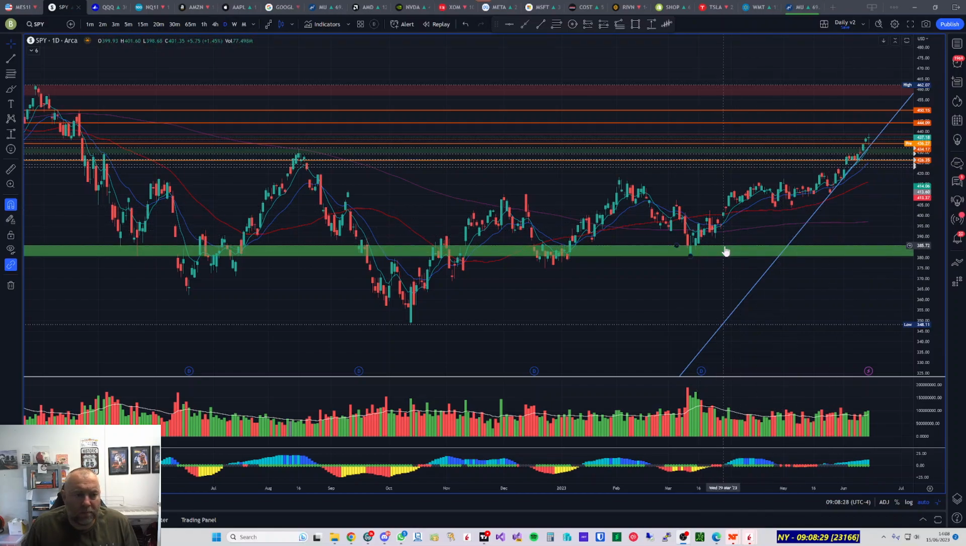So starting with the SPY chart, I'm on the daily time frame. We've got this major pivot here, which is a major area. We saw it consolidate below there, and then on Friday it pulled up to the top of that pivot, and Monday it broke over it.